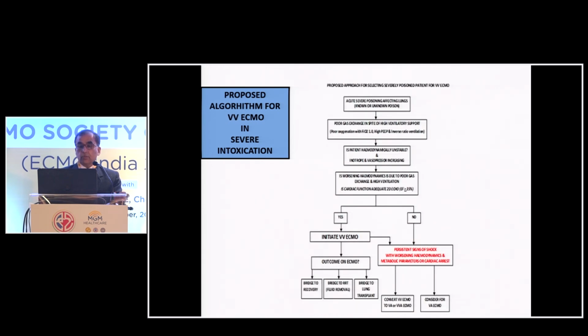Similarly, for VV-ECMO, after increasing the ventilatory support, if the patient is not responding and cardiac function is normal, or we understand that this is because of hypoxemia, we can initiate VV-ECMO. And if at any time the patient's cardiac function worsens, we can switch over to VA-ECMO or VAV-ECMO.